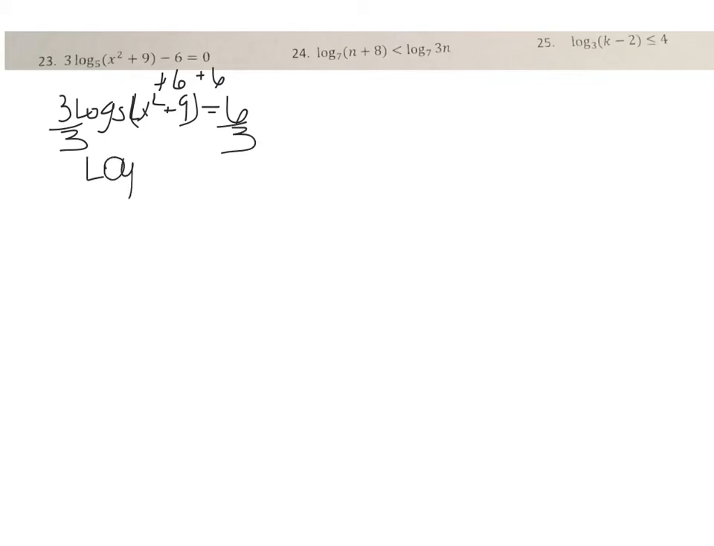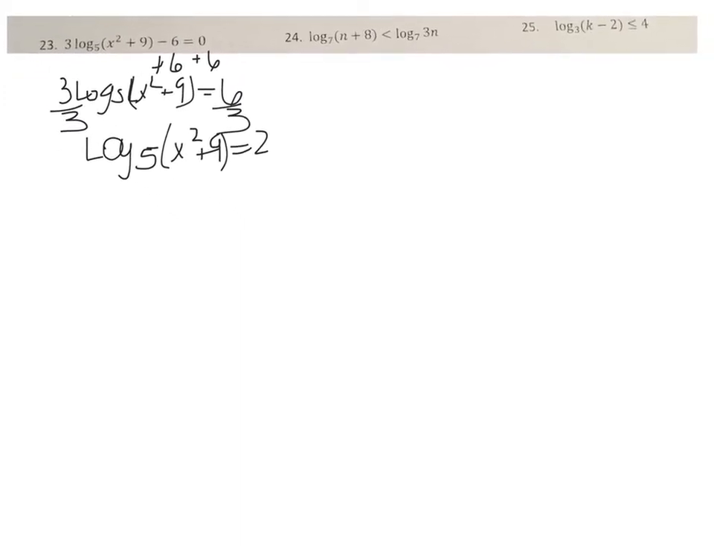All right, number 23, 3 times the log base 5 of x squared plus 9 minus 6 equals 0. So the first thing we have to do is get the log 5 by itself. So I'm going to add 6. 3 log 5 of x squared plus 9 equals 6. Get the 3 out of the way, divide by 3. Log base 5 of x squared plus 9 equals 2. And we write this 5 squared. So that's one option. So 5 squared equals x squared plus 9.